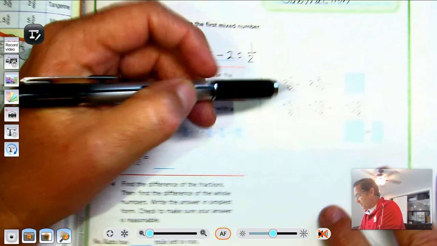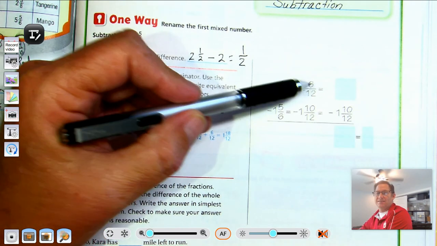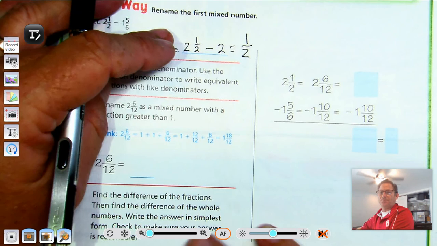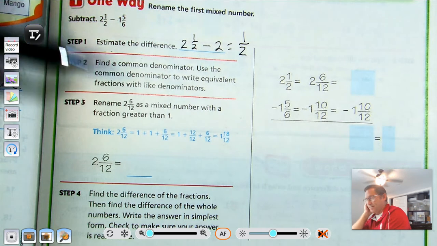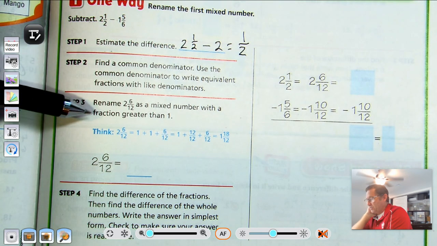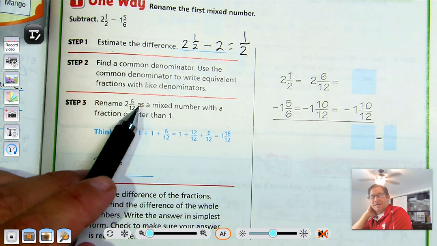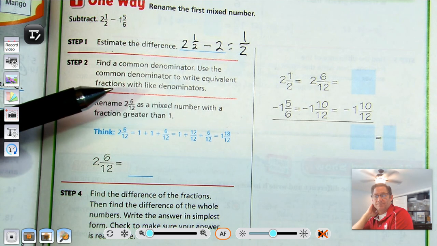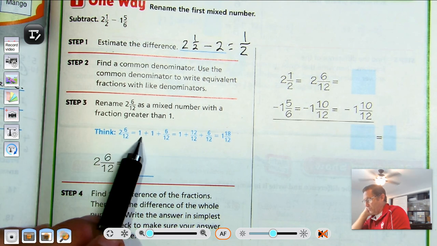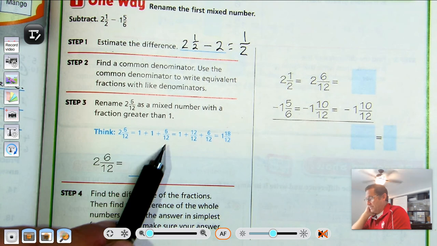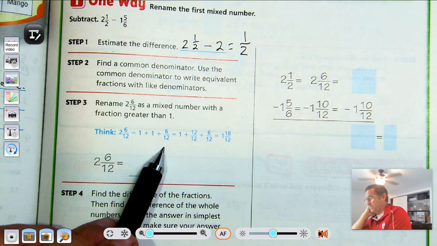Now I go to subtract, and I see that I have to take 10 from 6. Well, we can't do that, right? So what are we going to do? Well, that's where we have to rename the mixed number. 2 and 6/12, we're going to rename as a mixed number with a fraction greater than 1. So 2 and 6/12 is the same as 1 plus 1 plus 6/12. So 1 plus 1 is 2 and 6/12.